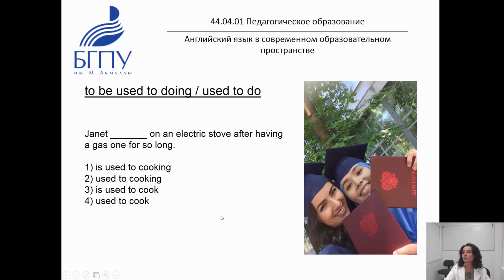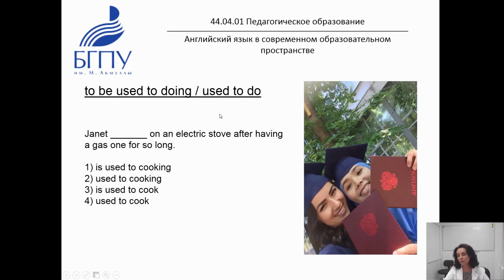difference between phrases to be used to doing something and used to do something. So the phrase to be or to get used to doing something is translated like привыкать, and used to do something is translated like многократное действие в прошлом. You should bear in mind that the construction to be used to do does not exist, as well as the construction to be used, as well as the construction used to doing.